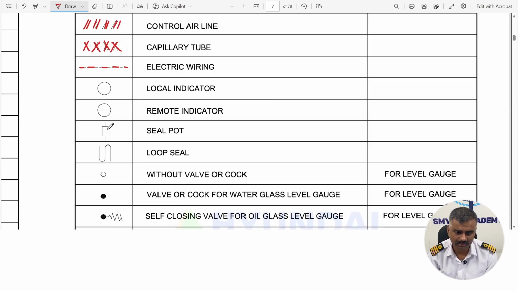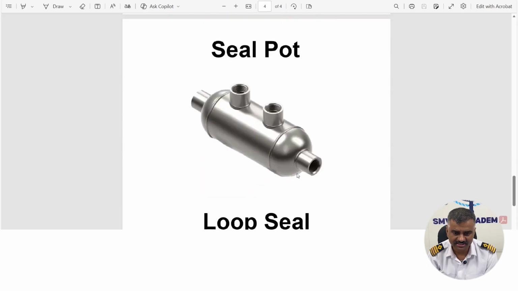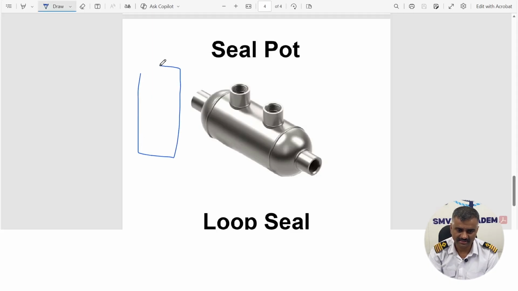Seal pot. Generally the seal pot looks like this, and it is used in control and instrumentation. In the engine room you will find these seal pots in the exhaust line. When the exhaust line is going, you will see a tapping from the line going to a water box like this, which is called a seal pot, and it is filled with water. You can see water in this seal pot. Why is it there?